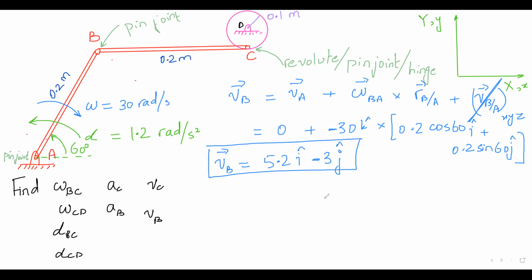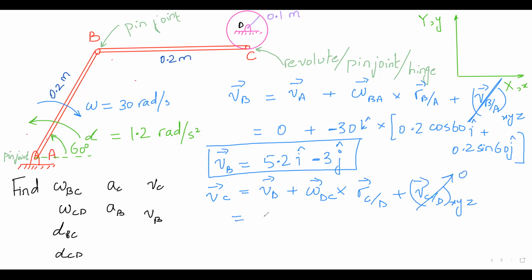Okay. Now what about VC equal to VD plus omega DC cross position of C with respect to D, plus the next term will be more of a joke because that term is not present, right? Come on. No. And what is VD? Zero, right? Because this was your question in the beginning.